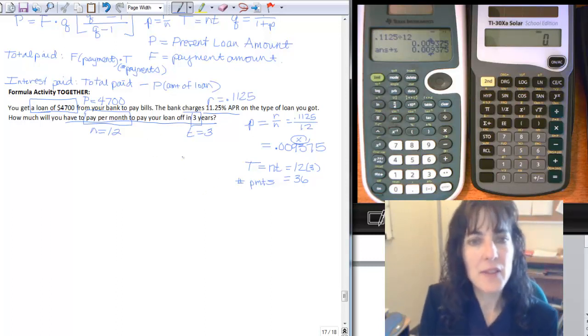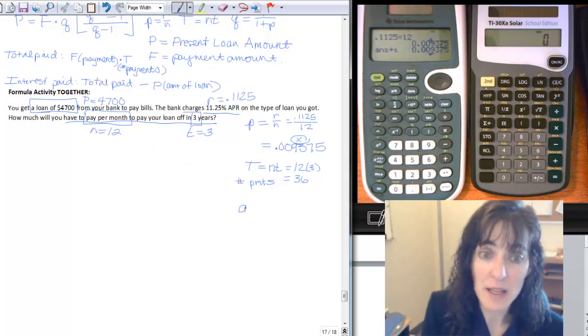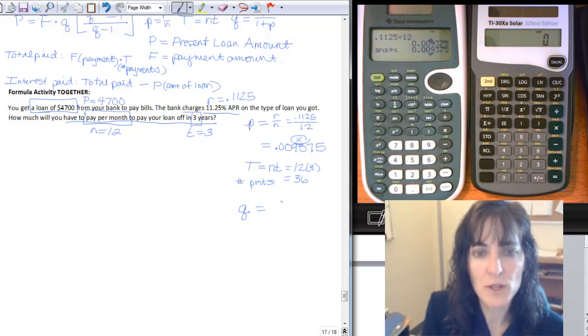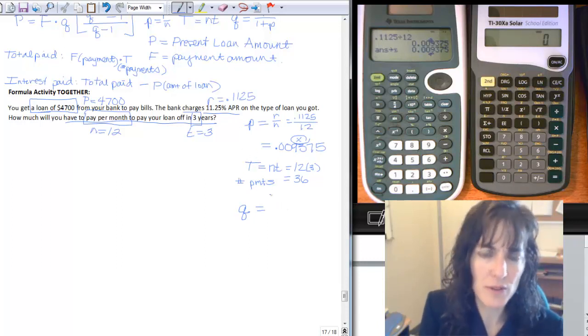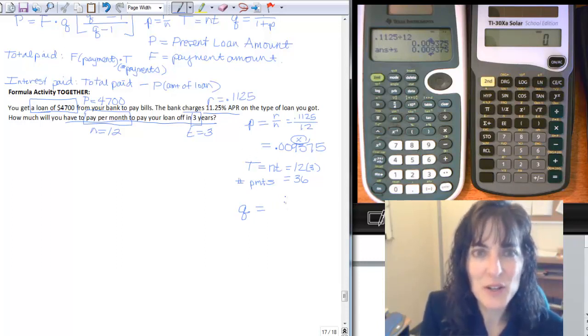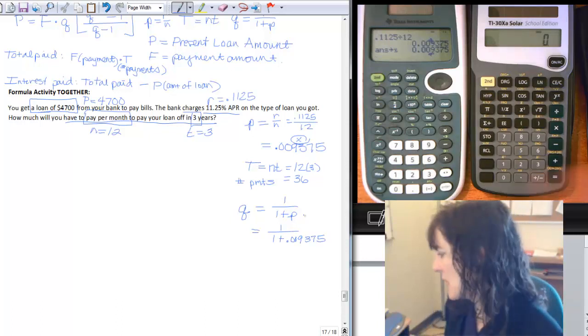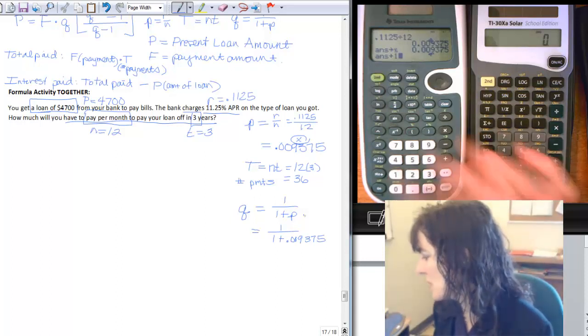36. And then next thing I need is that Q, because that's a new thing for us, but I use the P and the capital T, or the little p at least, to calculate it. So it's 1 over 1 plus little p, which is 1 over 1 plus 0.009375. And I have that sitting on my calculator, so I can just say plus 1.